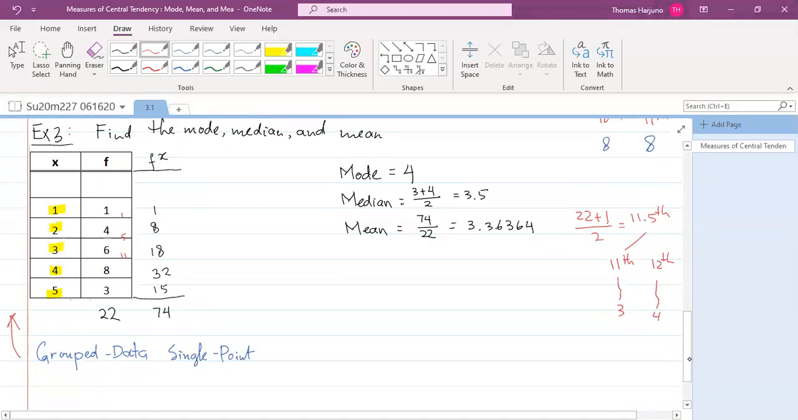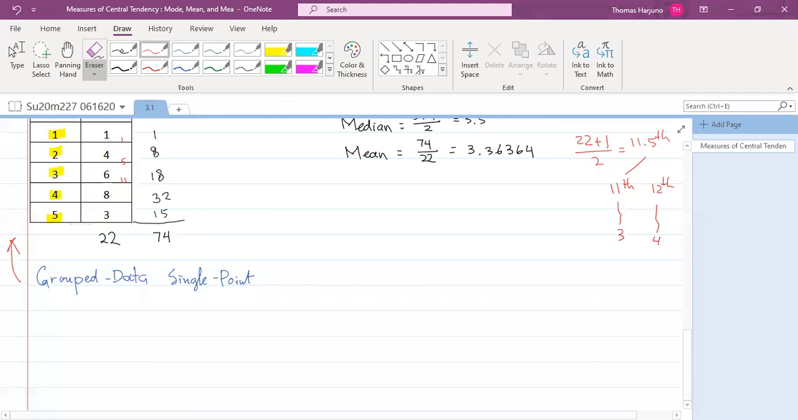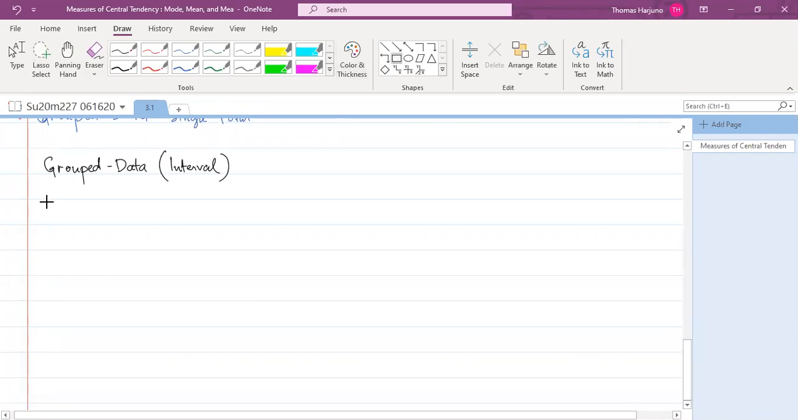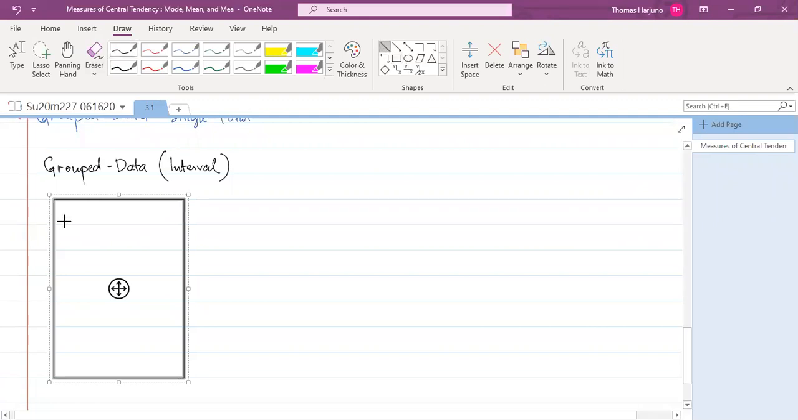Now, the one below, what we will do next, is the more common case that we have in real life. We still call it frequency distribution though. But to be more precise, that's group data interval. What does it mean? It means that the data is being grouped in a way that each class, instead of having only one single value, has more than one value.